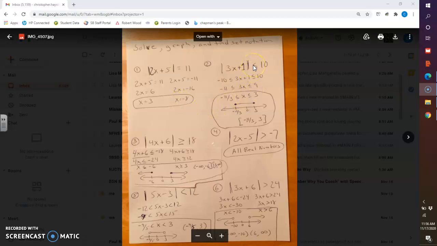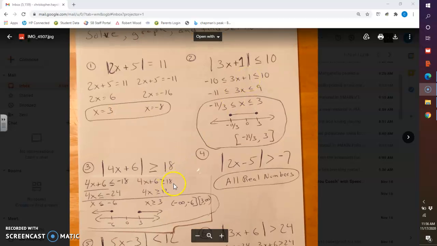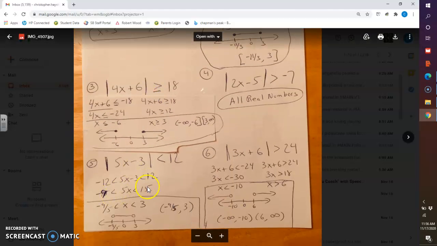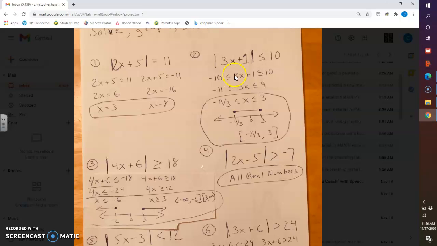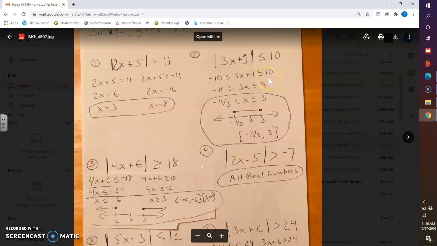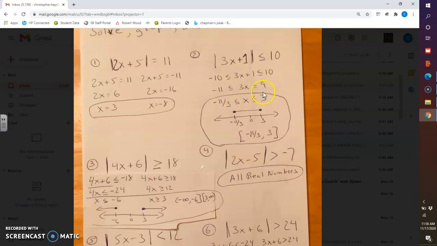Whenever we have a less than or equals to, or we have a less than, we write a combined statement. Doesn't matter whether it's less than or equal to or less than, it's a combined statement where we take the number to the right of the inequality, we put it in front and a negative in front of it: negative 10 less than or equal to 3x plus 1 less than or equal to 10. Now I subtract 1 from all three sides, I get negative 11 less than or equal to 3x less than or equal to 9. Divide by 3 on all three sides, we get negative 11 thirds less than or equal to x less than or equal to 3. So that's my algebraic answer.